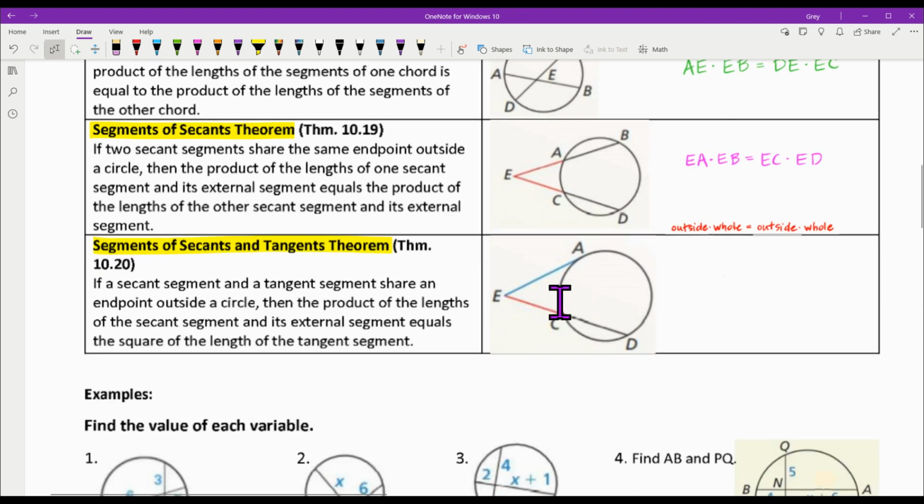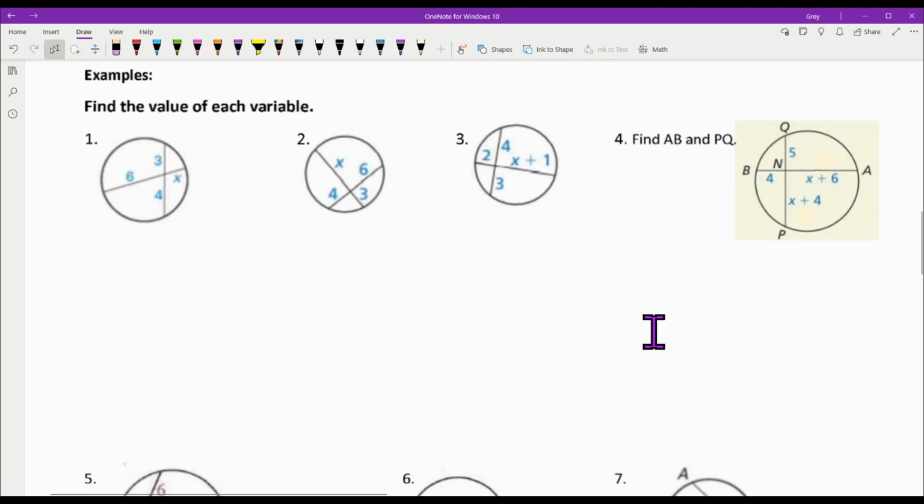All right, same is true on this one. Outside, EA, times the whole thing. Well, the whole thing is EA, so it's EA times EA, which is EA squared, equals the outside, which is EC, times the whole thing, which is ED. So that's what you're going to hear me say a lot, and we're going to practice those.